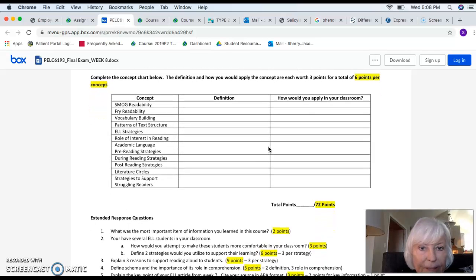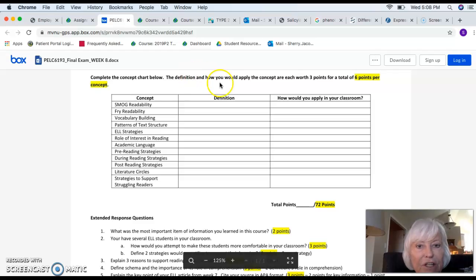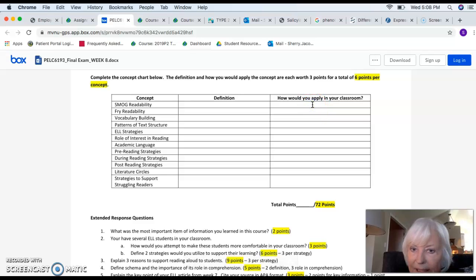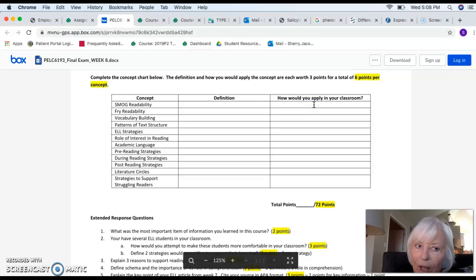So you're going to be completing the chart. The definition, which would go here. The best thing to do is to download this, type in the box, and then save it, and then put it back in that submit section. The definition and how would you apply it in the classroom? Not when, not what it is, but how would you apply it?